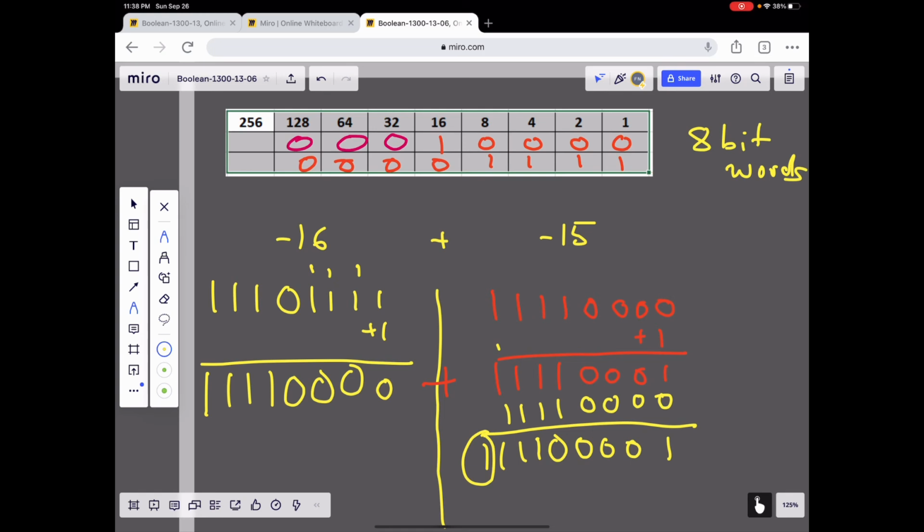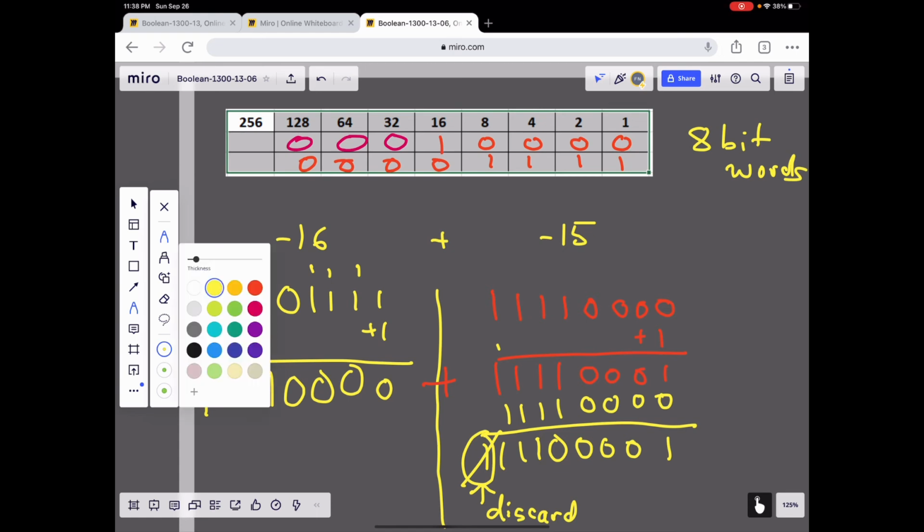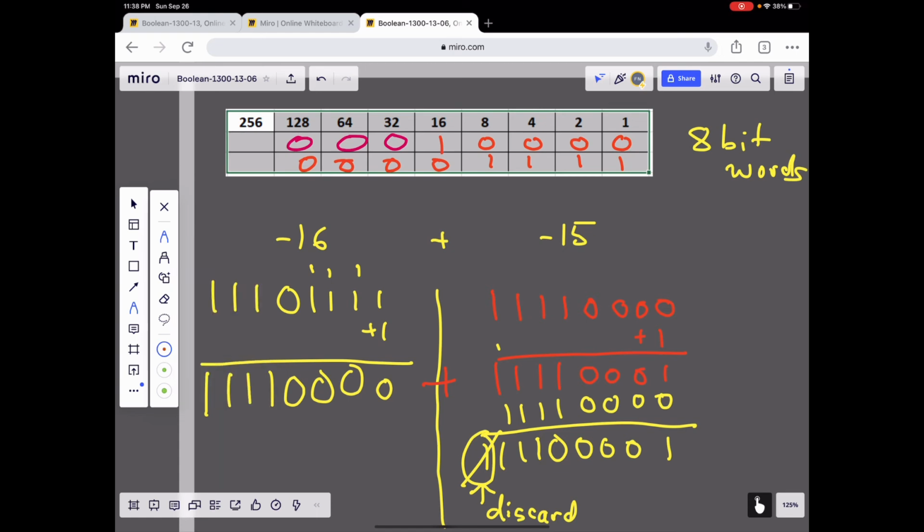So you got 1, 2, 3, 4, 5, 6, 7, 8. This extra one, you throw it away, discard it. So you got 1, 1, 1, 0, 0, 0, 0, 1. Okay, so the first one is negative. Write down negative 128 for this one, and then you got 64 and 32.